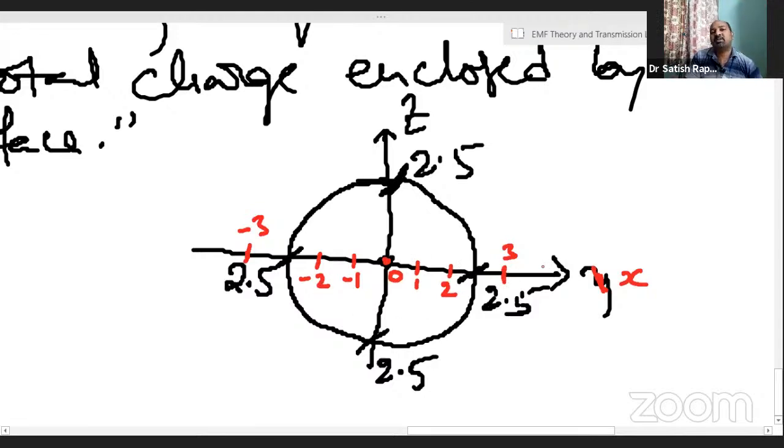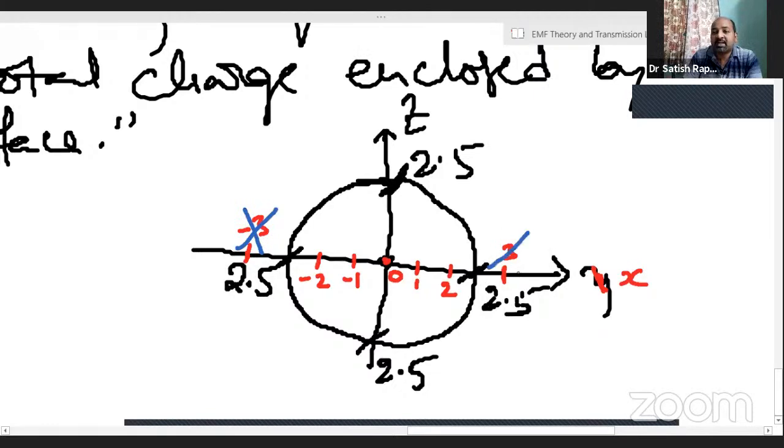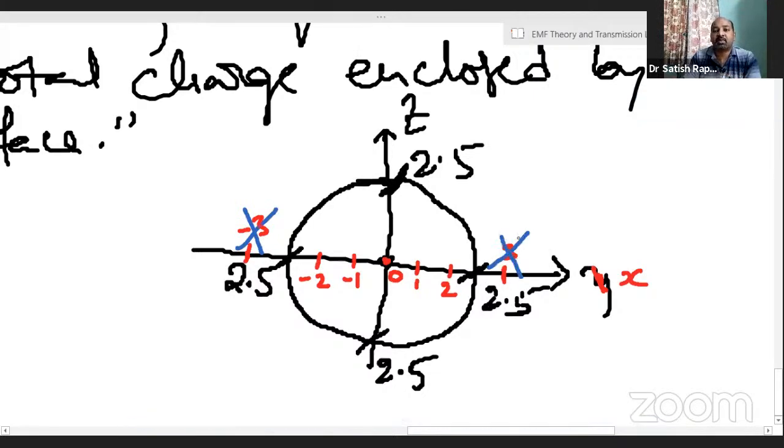But as per the definition of Gauss law, the total flux leaving the surface is equal to the total charge enclosed by that surface. So therefore, charge at minus 3 can be neglected. Charge at x equal to 3 can be neglected. No need to consider this, right? Charge at 3 and charge at minus 3 can be neglected.